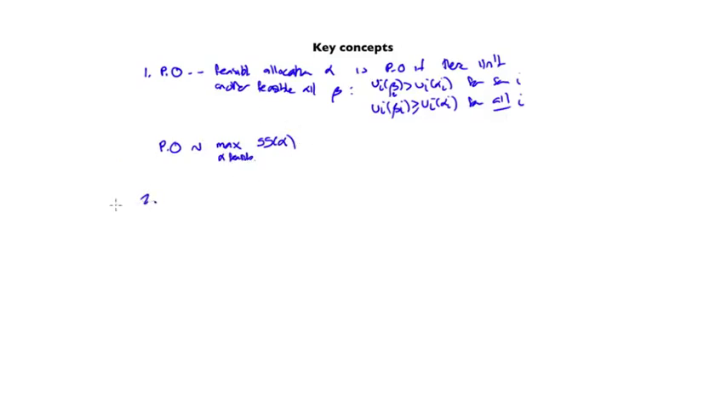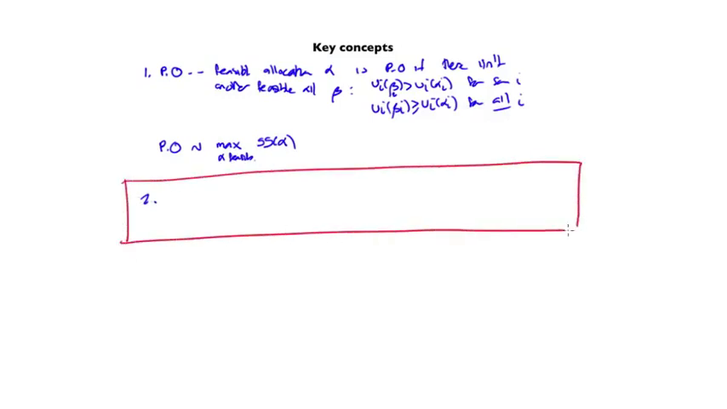The second, and I'm going to put it in red and highlight it in a box, and I wish I could sing a good song to it to commit it to your memory, is the first welfare theorem. And the idea here is that the allocations generated by competitive markets are Pareto optimal.